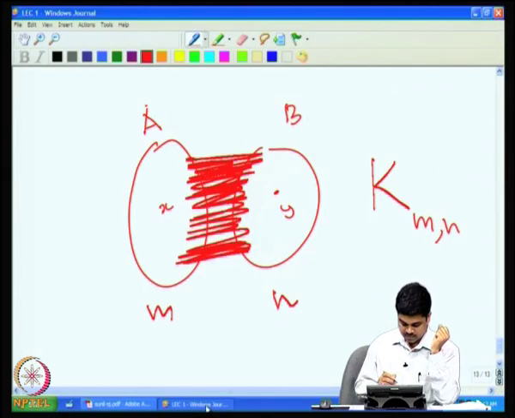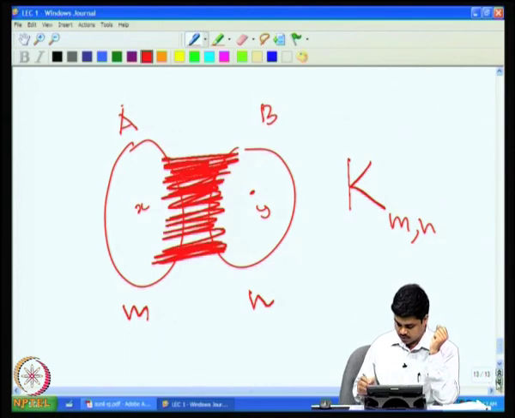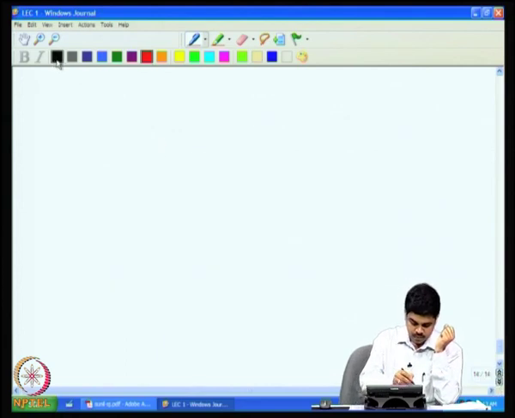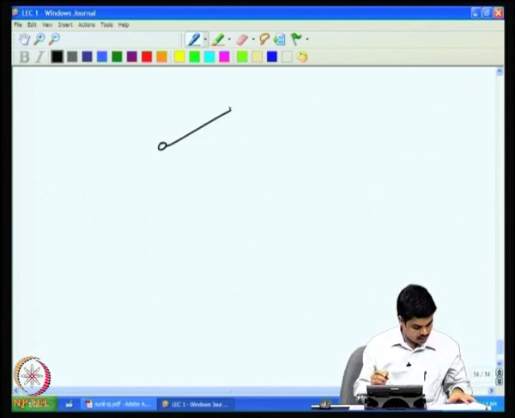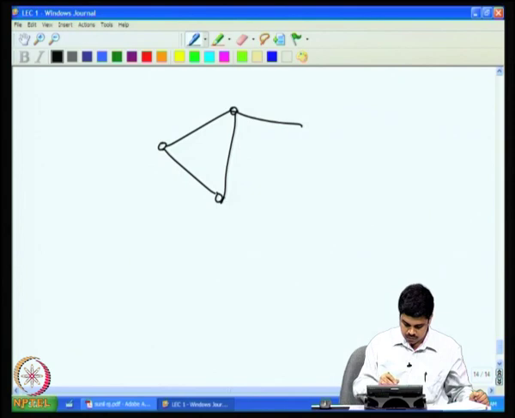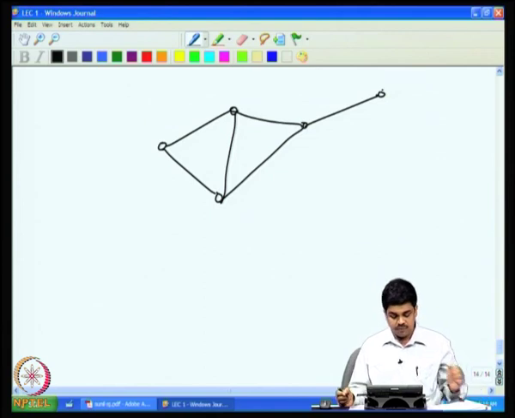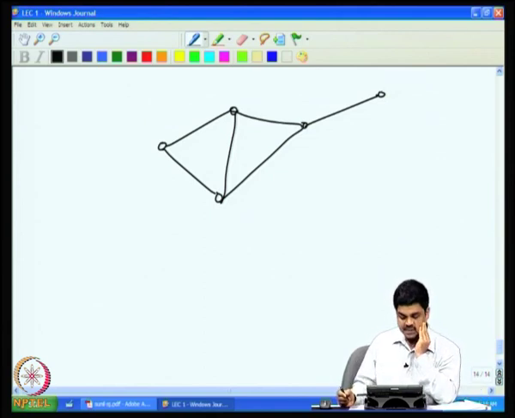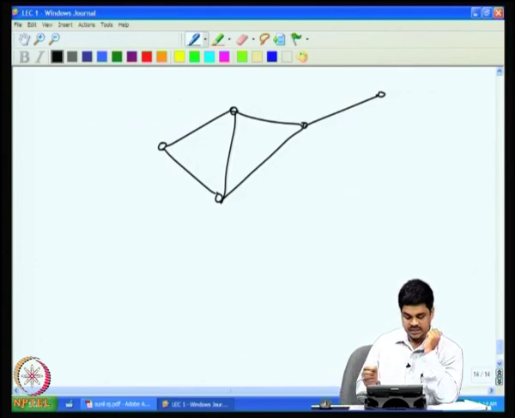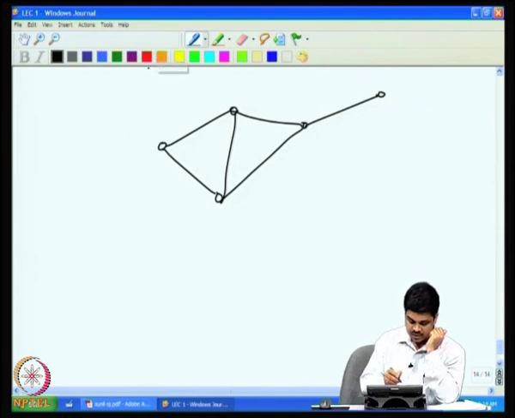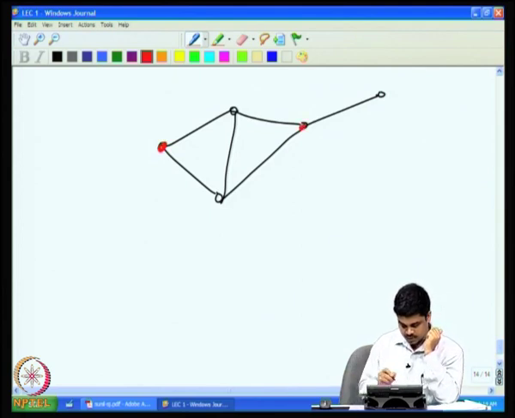So, let us take an example to explain this. Consider this simple graph. Now, I am asking for a collection of vertices such that every edge has one of its endpoints in this set. For instance, let me show an example. Let me take this vertex and this vertex and this vertex.